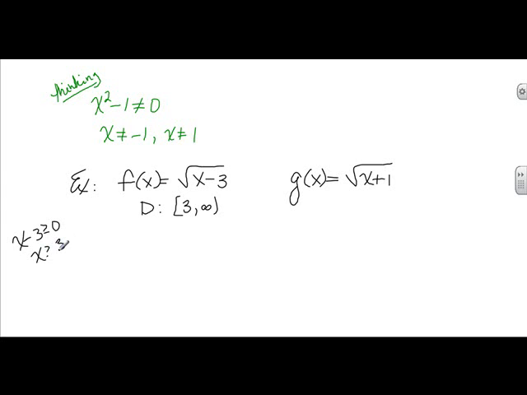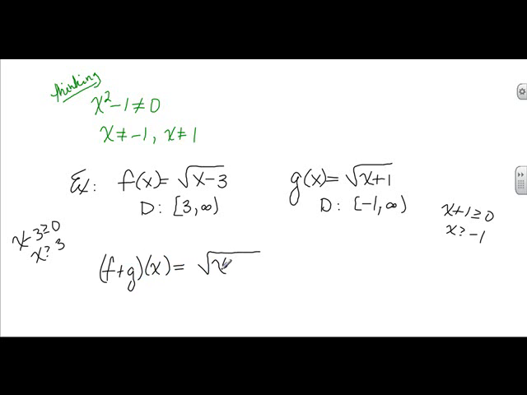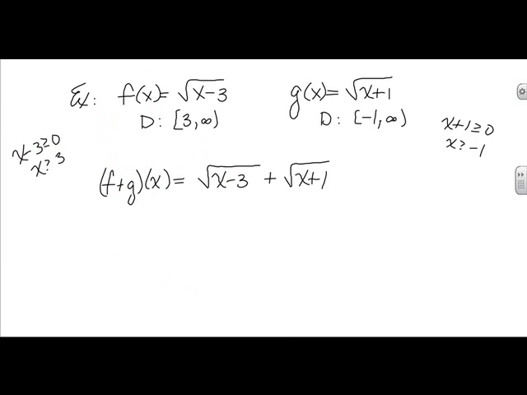The domain for g is -1 to infinity. Same thought process. X plus 1 greater than or equal to 0. So x greater than or equal to -1. Now, when I put these two functions together as the function f plus g, we're simply going to have a square root of x minus 3 plus a square root of x plus 1. And there's not anything we can do to simplify that equation. That's just the way it's got to look. The domain for that function, however, would have to be 3 to infinity.